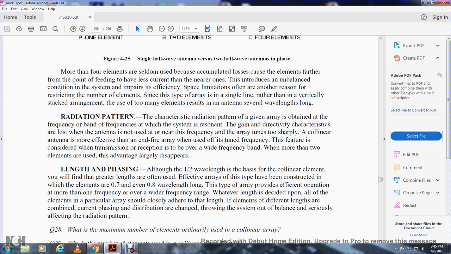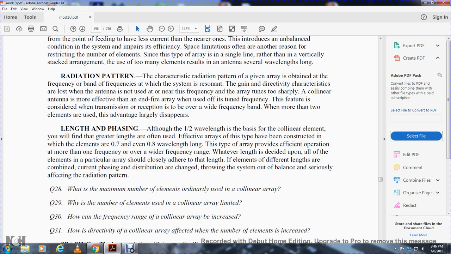Radiation pattern. The character of the radiation pattern of the array changes with the frequency, and the directivity character is lost for an antenna not near the frequency to which the array is tuned. The sharper the tuning, the better: the collinear antenna is most effective as an end-fire array, and is tuned to a single frequency. Where transmission or reception should cover a wide frequency band, with one or two elements the advantage largely disappears.